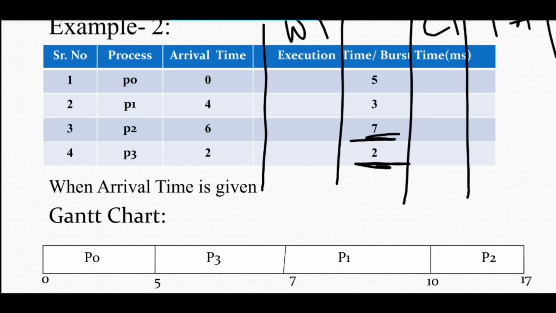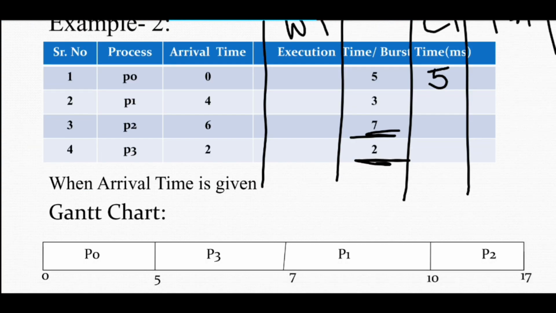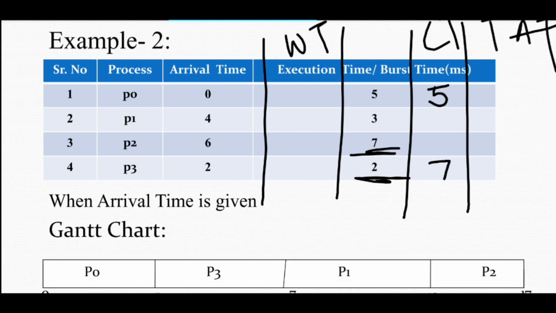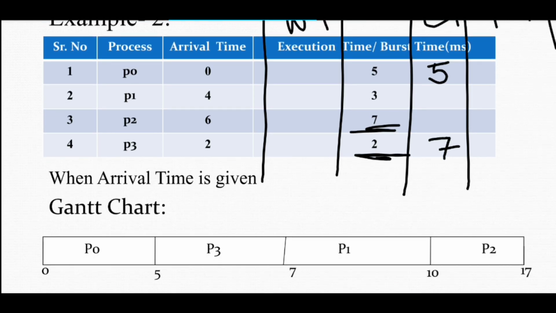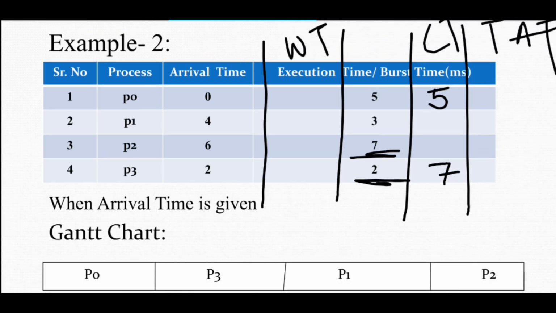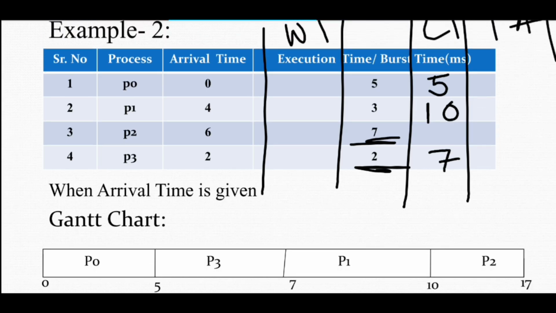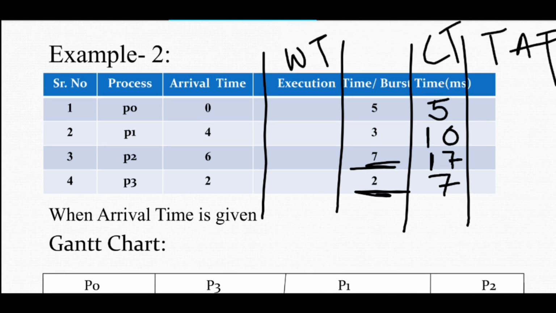P0 enters at 0, executes for 5 seconds and leaves the system at 5 seconds. The completion time is equal to 5. Then P3 leaves the system at 7, so P3 completion time is equal to 7. Then P1 leaves the system at 10. Then P2 leaves the system at 17. Okay, we have our completion time and arrival time.